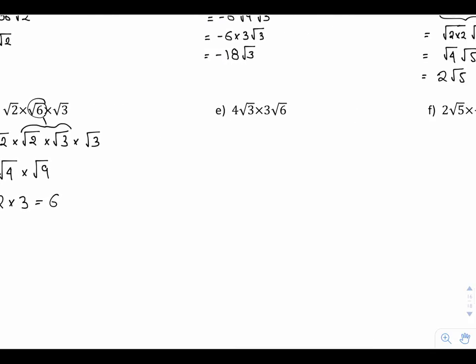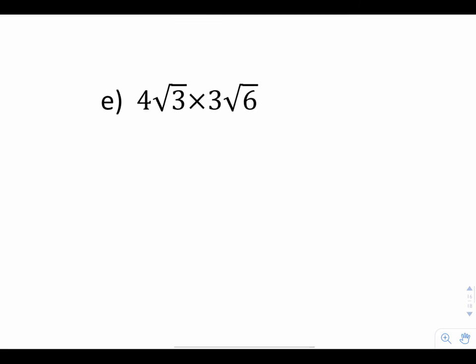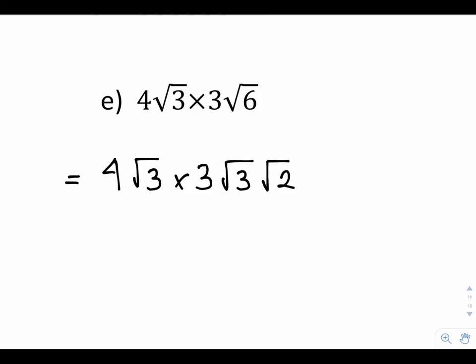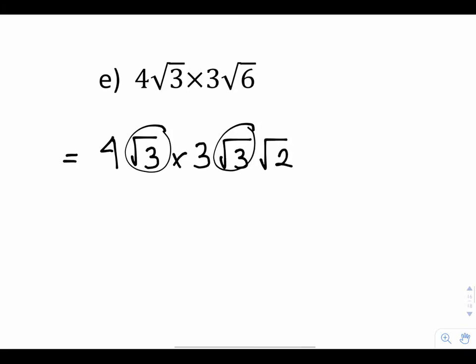Moving on. Here I have 2 mixed radicals. So I have 4 root 3, there is nothing I can do here, times 3. And I'm going to write the root 6 as root 3 times root 2. And again, my motivation for that is the root 3 and the root 3. I know combined together, they will give me the square root of 9.